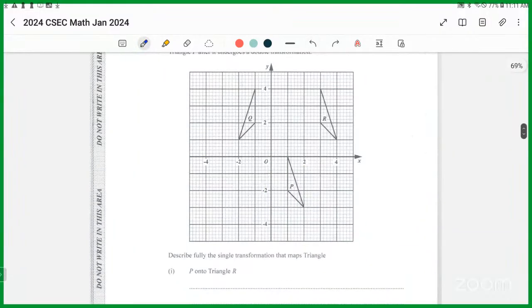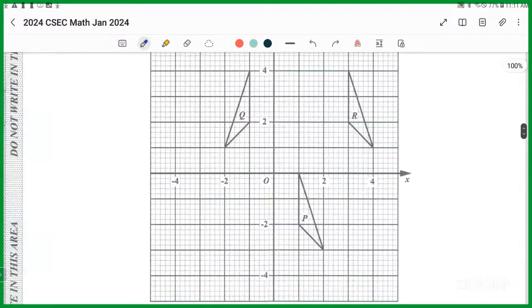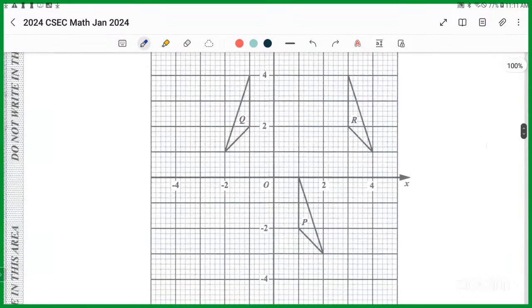And you can use a process of elimination. Now this looks like a translation, because translation is the one where there's no change except in position. So it's like this triangle moved to here. It did not turn. There's no rotation. There's no change in orientation. There's no change in size. Just a movement from one location to another on the graph. And so I would say it's a translation transformation.